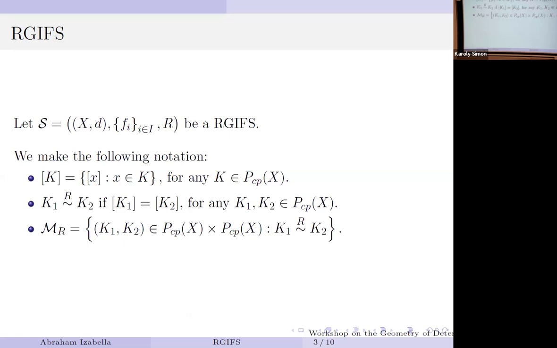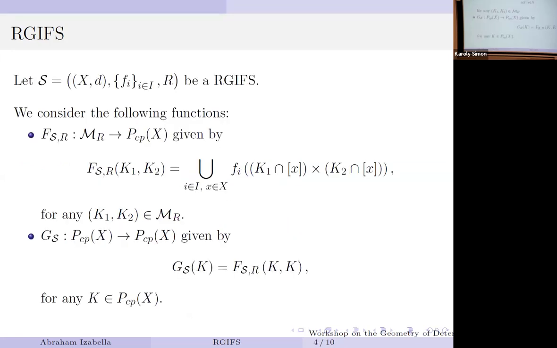By the class of a compact set, we mean the family of all equivalence classes of the individual elements of the set. Then we say that 2 compact sets are equivalent if they have the same equivalence class, and due to technical reasons, we consider the set MR consisting of all the compact subsets of X that are equivalent. The fractal operator is defined like this in MR. And we also work with this operator GS, which depends on a single variable.